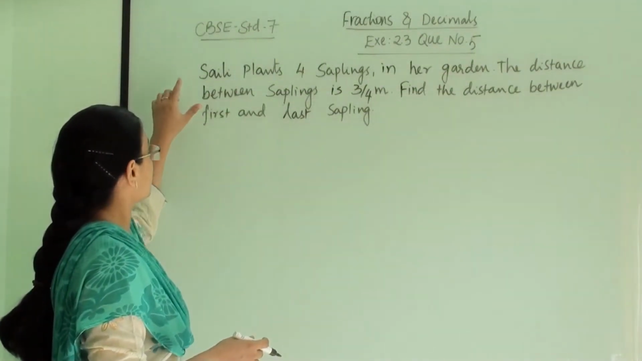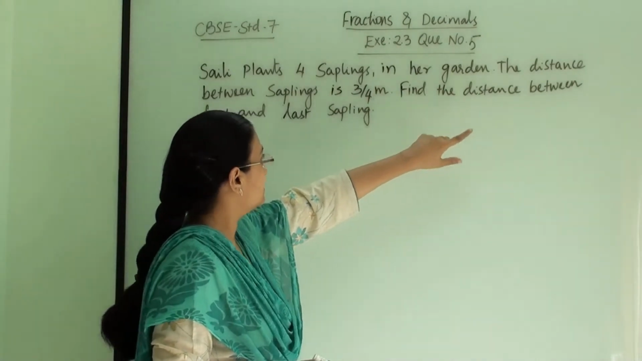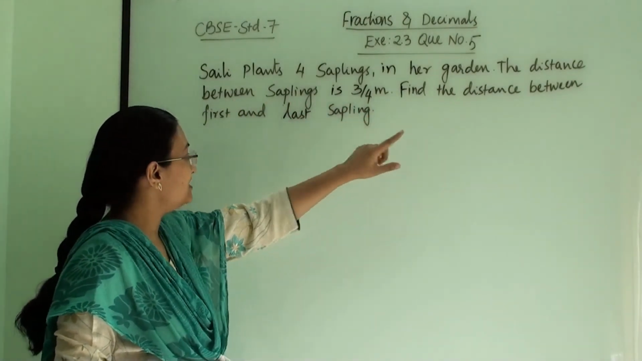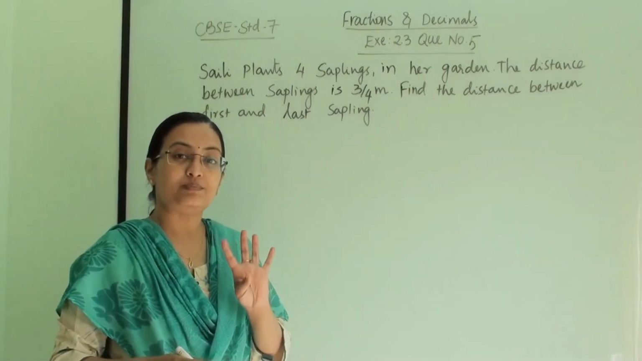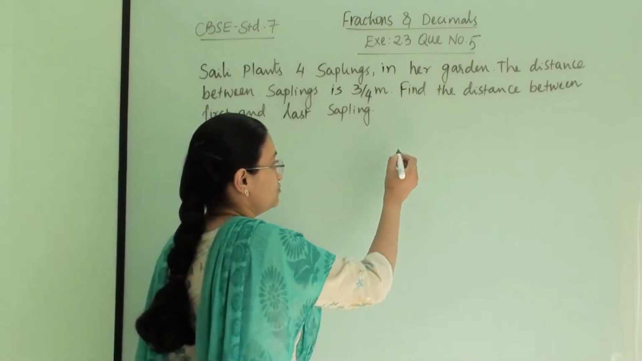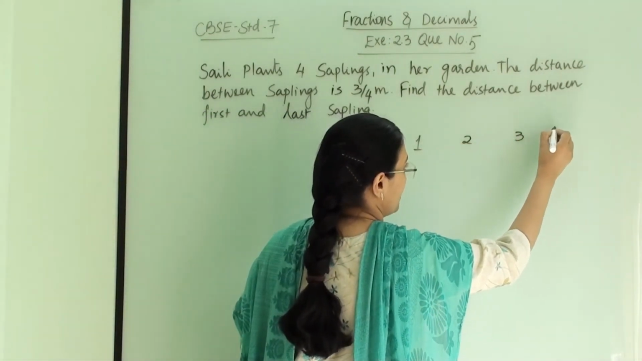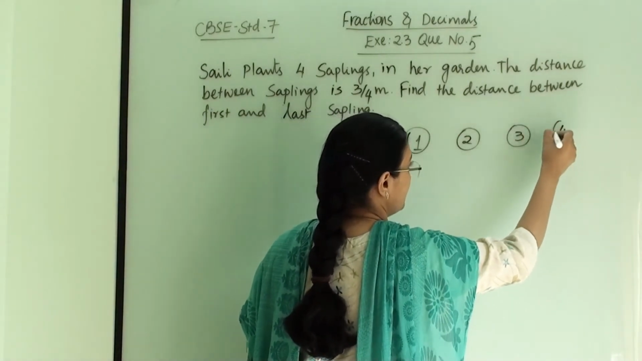So the question is, Sally plants 4 saplings in her garden. The distance between saplings is 3 by 4 meter. Find the distance between the first and last sapling. So here she planted 4 saplings. So in a row she planted 4 saplings like this. 1, 2, 3 and 4. First, second, third and fourth.